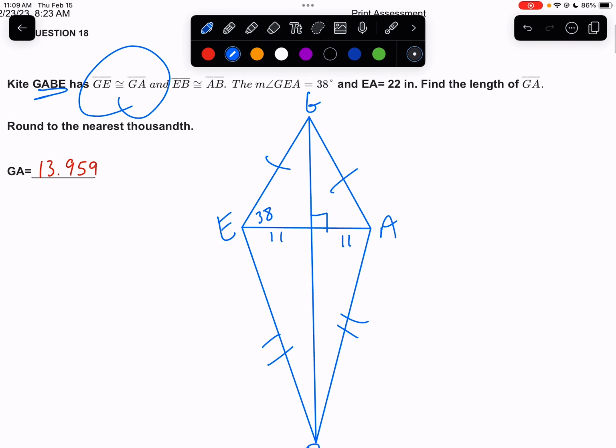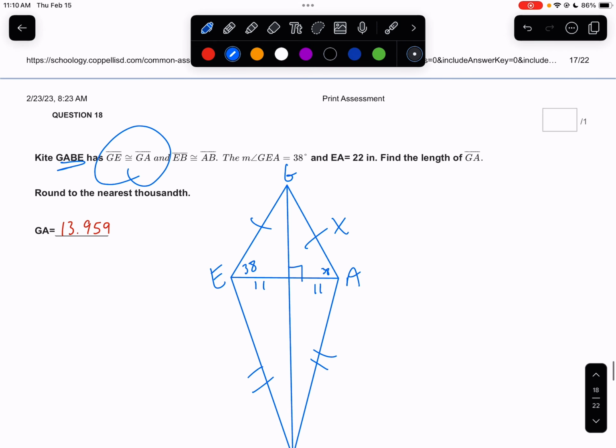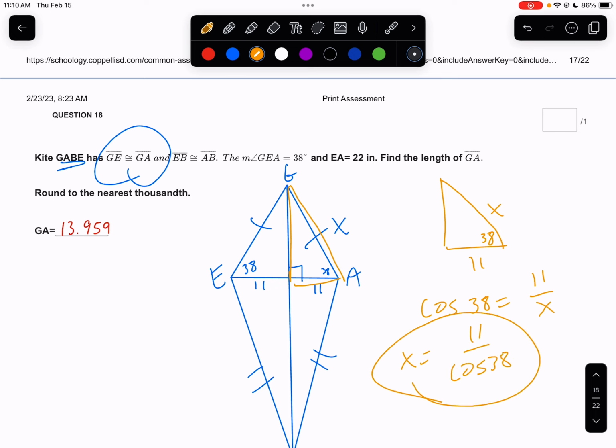And we're looking for this. I'm going to call it X. Well, it folds left over right. This would also be 38. And so we're going to use this right triangle. So we got 11 and X. This is going to be 38. The cosine of 38 degrees equals 11 over X equals adjacent over hypotenuse. Boom. So 11 over the cosine of 38 is 13.959, and we got it.